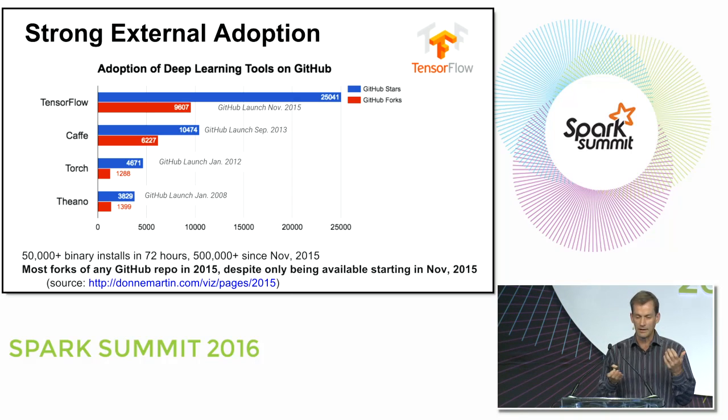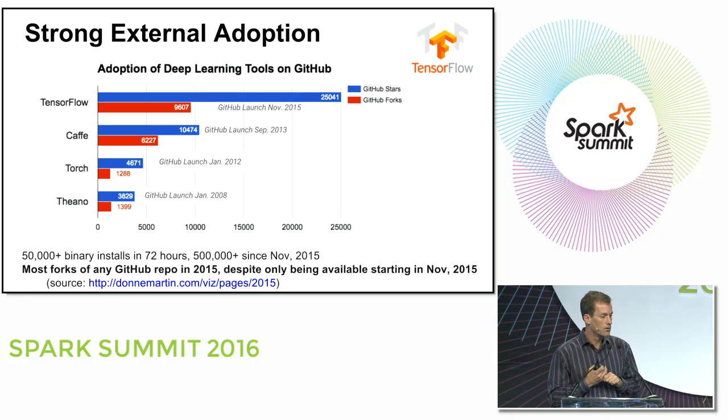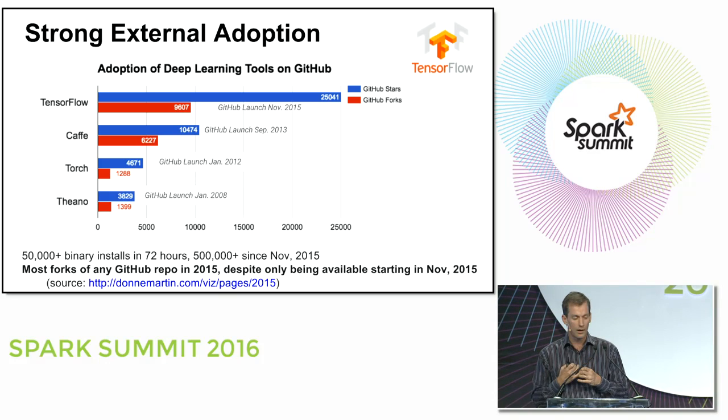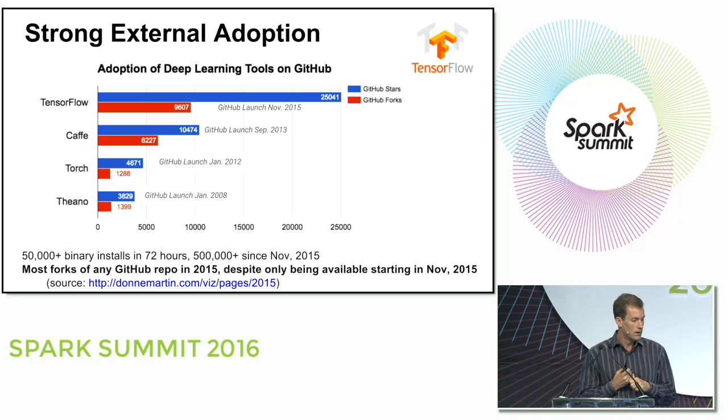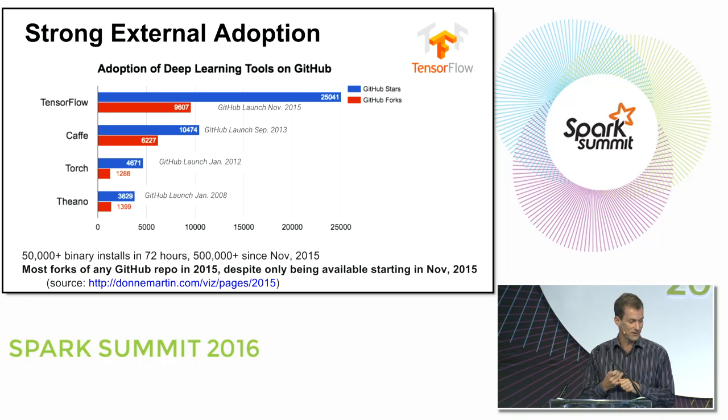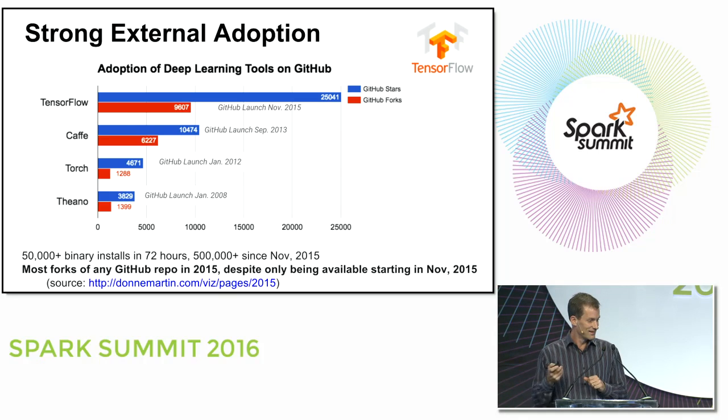So this is a graph showing GitHub stars and forks, which is at least some semblance of how much the community is interacting with these different projects. Caffe, Torch, and Theano are three other open source deep learning frameworks that have been around for a little while. One of the things that's interesting is there's a lot of demand for doing this kind of machine learning and making it easy with tools like TensorFlow. People really respond well to that. For example, TensorFlow had the most forks of any GitHub repository in 2015, and we only became available in November. So that was surprising to us, but very pleasing.